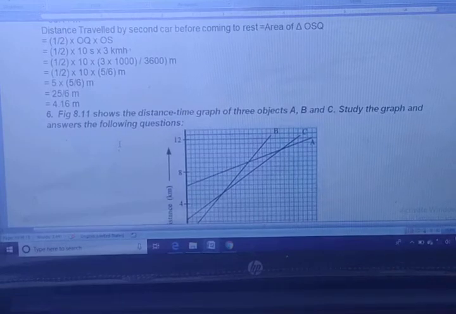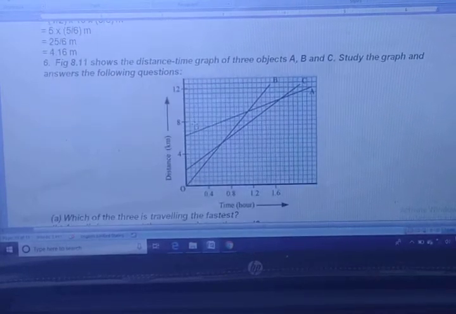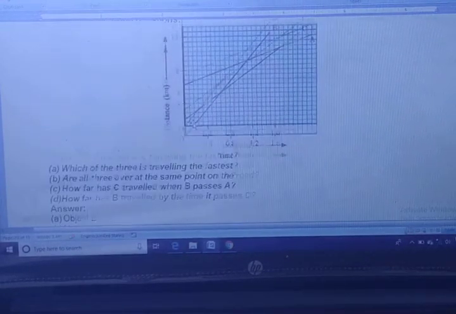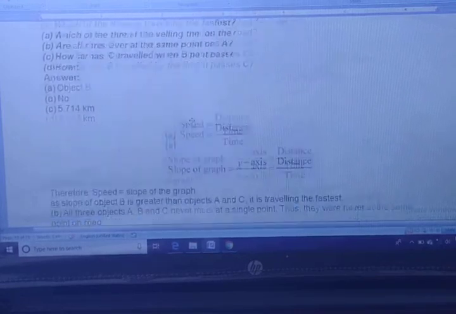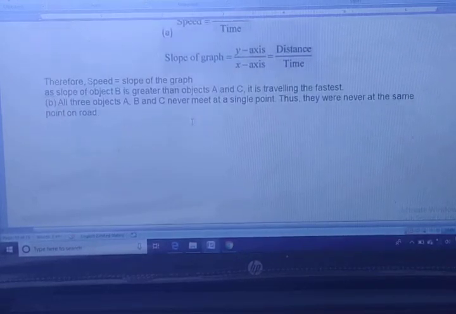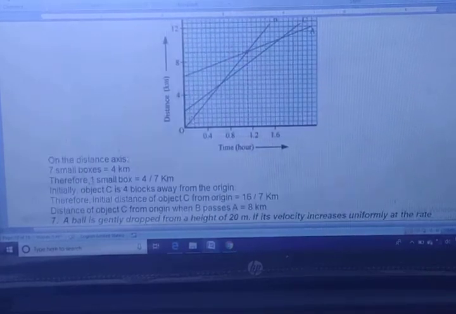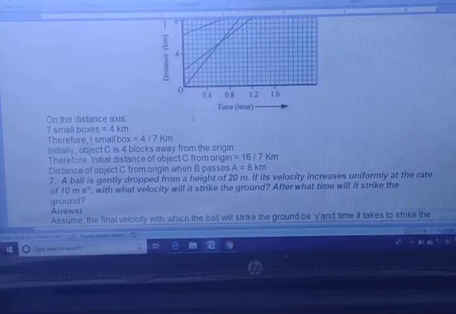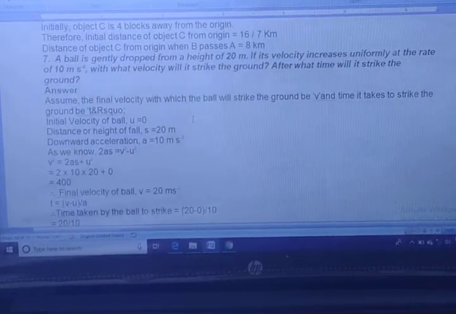You can see here, show the distance-time graph ABC, study the graph, and answer the following questions. After getting all the knowledge about this distance-time graph, the slope of the graph, you have to draw figures also in the graph paper. If you do not have a graph paper, then you can draw in the notebook also. As the lockdown opens, then you can draw into the graph notebook. You can see here each and every question.